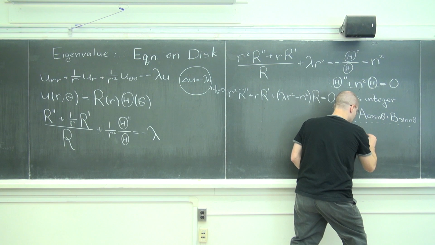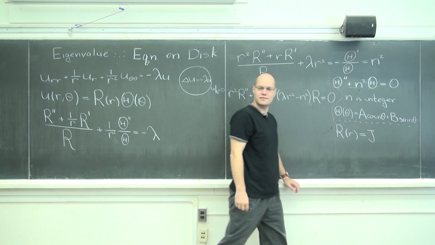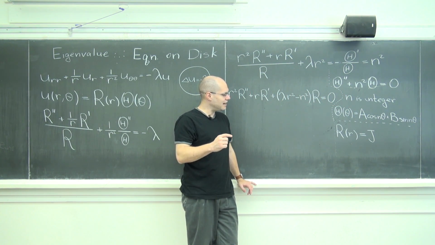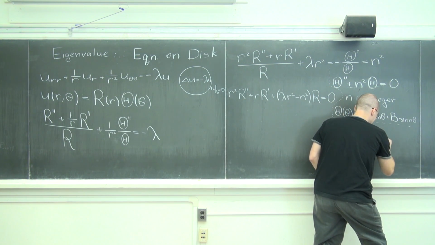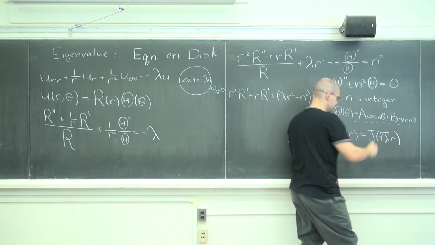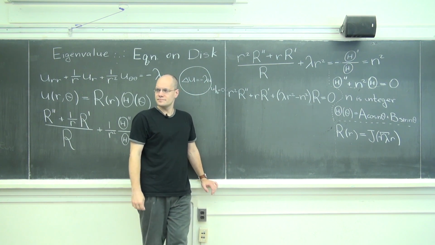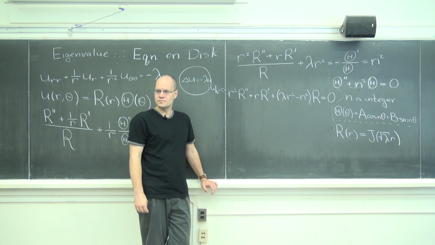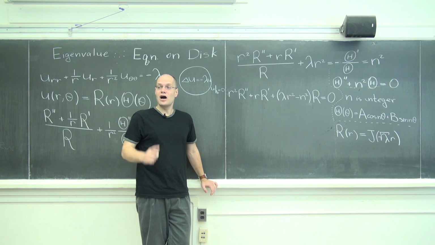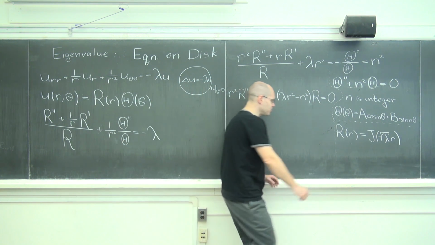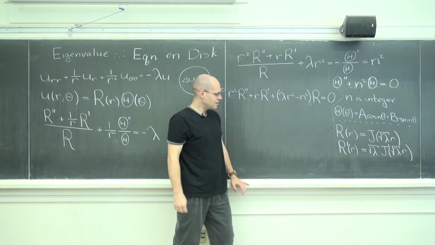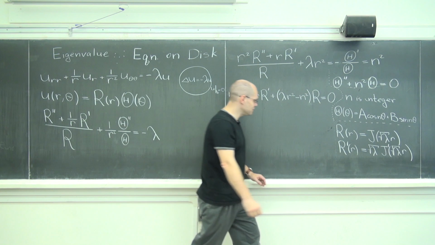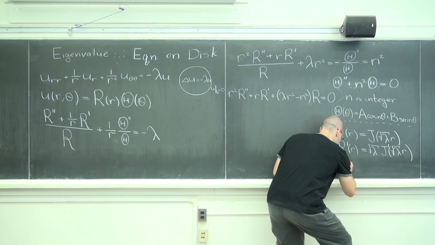So here's how I'll do it. I'll call my new function j, and so I'll be looking for an equation for j, where I'm basically scaling r by square root of lambda. So let's see what r prime will be. R prime, and by another application of the chain rule, the second derivative.